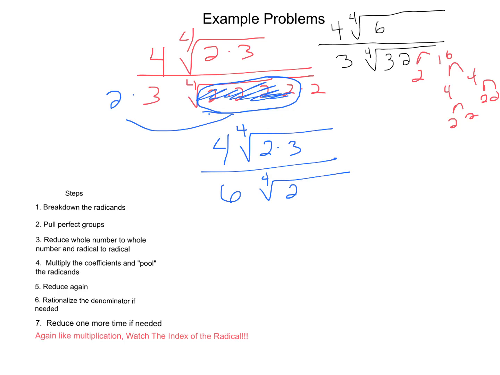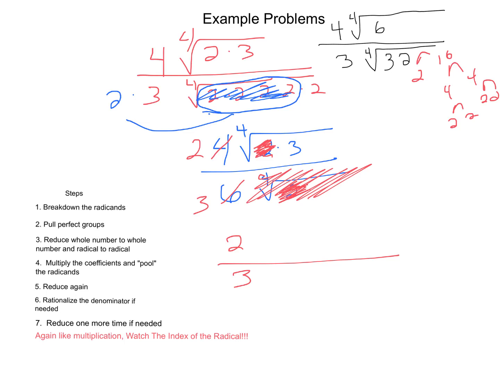All right, so far so good. Now my next step is to reduce whole number to whole number. Here I can reduce by 2, make this 2 thirds. I can also reduce the radicals, radical and radical, which nicely enough in the bottom, that goes away. 4th root 3. Multiply, well this ain't a multiply problem.